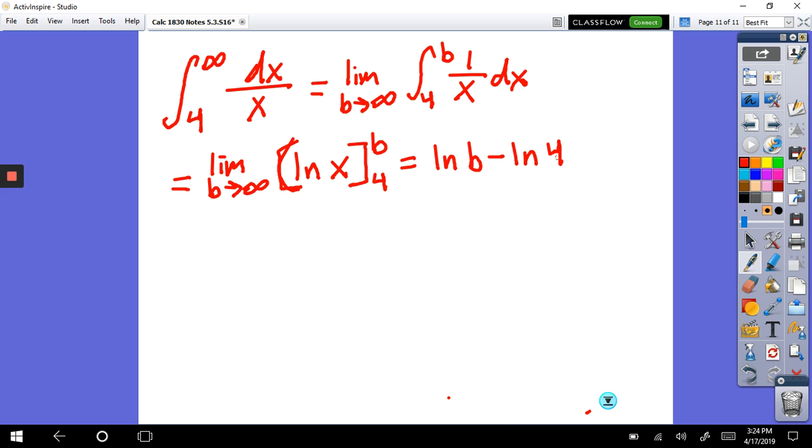But as this goes to infinity, well, it's actually just going to keep getting bigger. But the limit as b goes to infinity of natural log of b does not exist because it just keeps getting bigger and bigger and bigger. So since this limit doesn't exist, wait, I need to put a natural log in there.